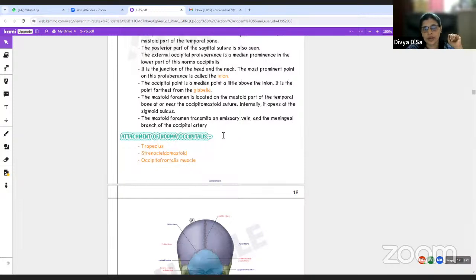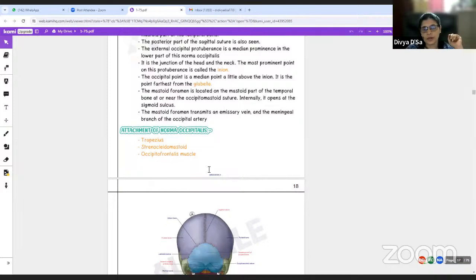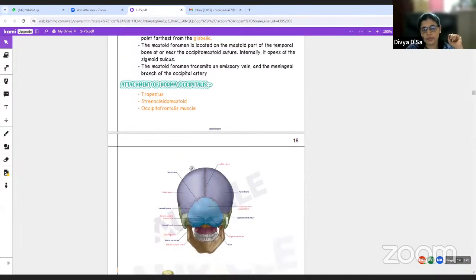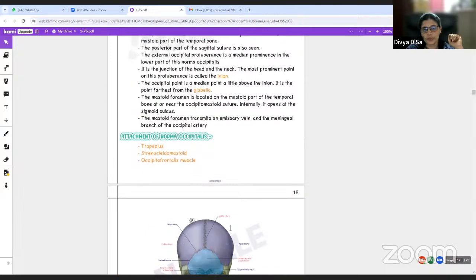So the mastoid foramen is located on the mastoid part of the temporal bone. Near the occipitomastoid suture, there will be a small foramen here, that is the mastoid foramen. Okay, so that will be opening into the sigmoid sulcus. Basically it transmits an emissary vein and the meningeal branch of the occipital artery.